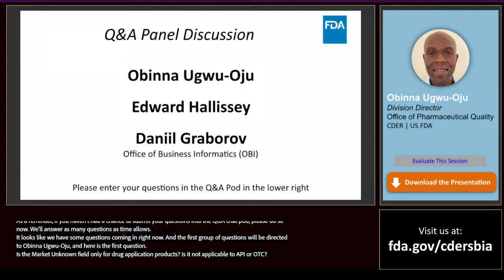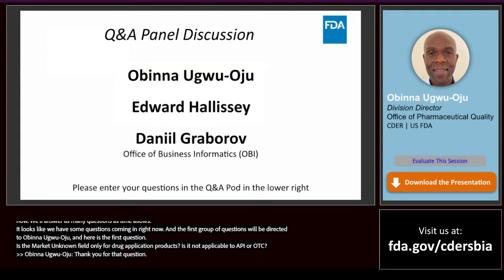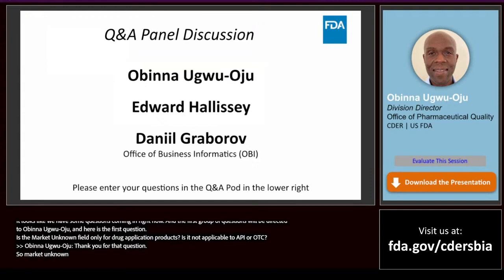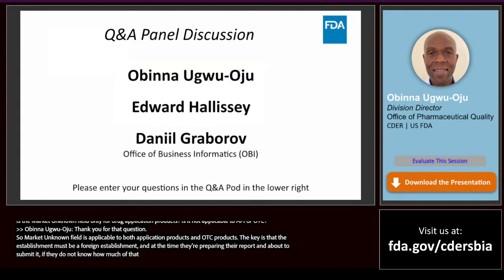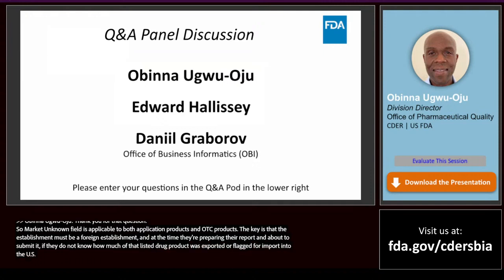Yeah, thank you for that question. So, the market unknown field is applicable to both application products and OTC products. The key is that the establishment must be a foreign establishment, and at the time they're preparing their report, about to submit it, if they do not know how much of that listed drug product was exported or offered for import to the United States, then they'll check the market unknown field. So it could be used for both application and non-application products.